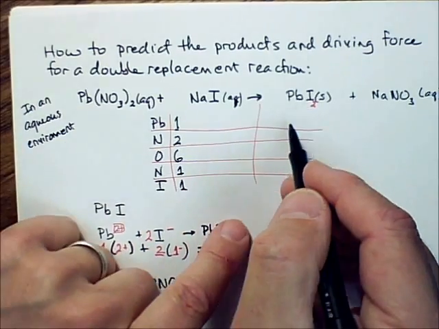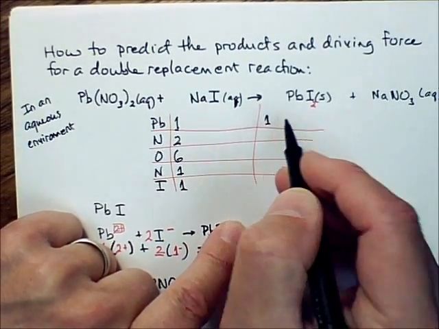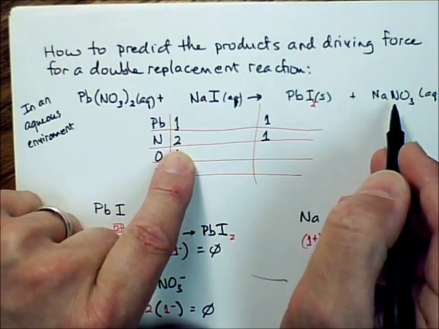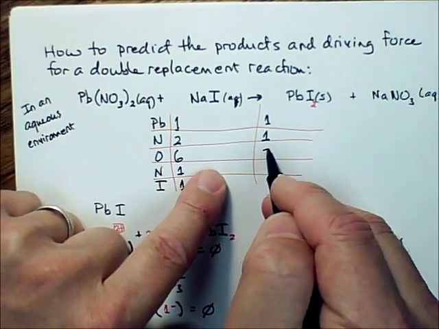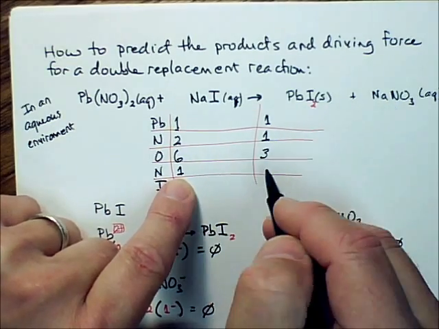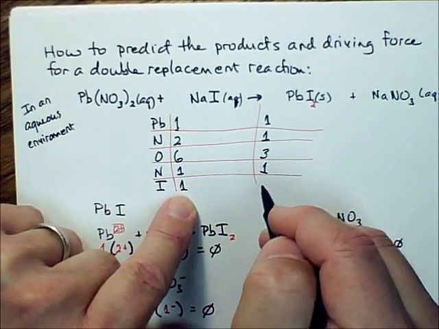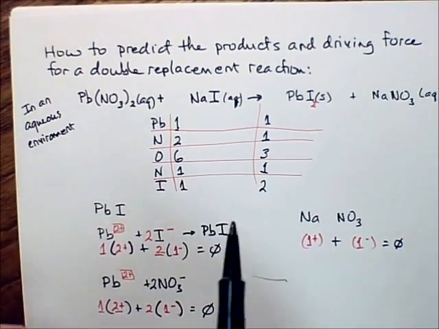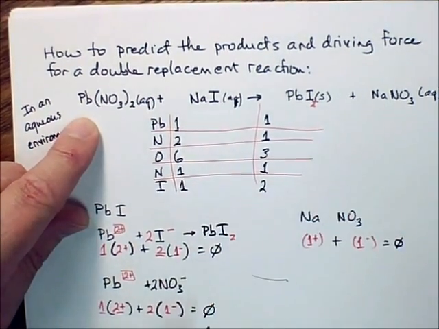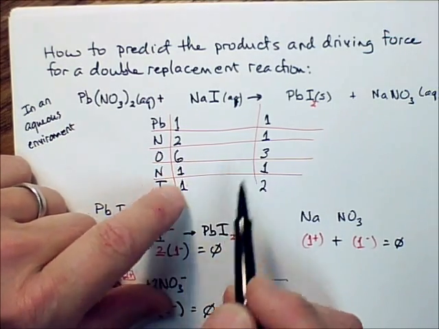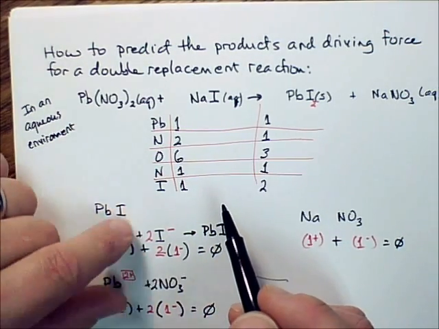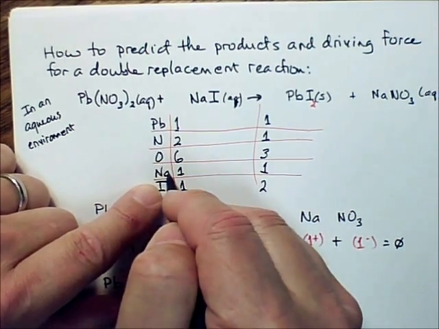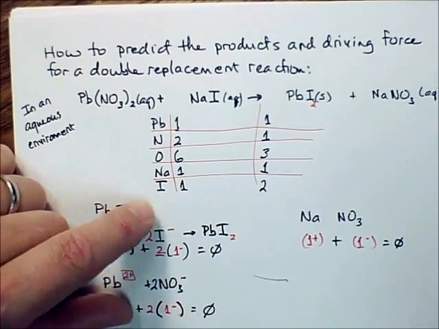Okay? Over here on this side, we've got 1 lead. We've got 1 nitrogen. We've got 3 oxygens, 1 nitrogen, and 2 iodines. We want to try to get all these numbers to be the same, and what we're going to use to do that are the coefficients in the equation. Remember, we're saving oxygen for last, and if we had one, we'd save hydrogen for next to last. Oh, I'm sorry, there should be sodium here. 1 here and 1 there. Okay.